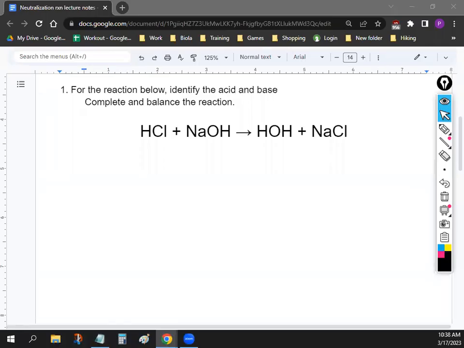Okay, so we said earlier that acids give off H plus inside of a solution, right? So if we take a look at these chemicals, this first one, HCl, is going to be your acid, and we can tell it's the acid because it breaks down into H plus and Cl minus. Do you guys remember us doing that last unit? It releases H plus and Cl minus. So if it releases H plus, there's going to be more H plus, right? So that's why HCl is your acid.